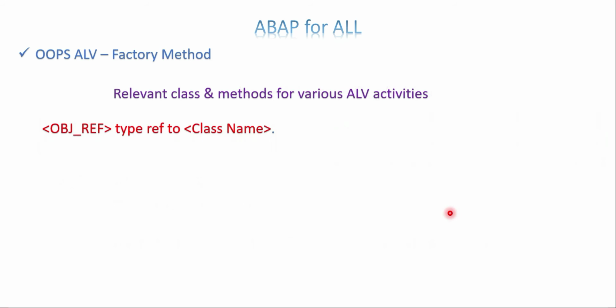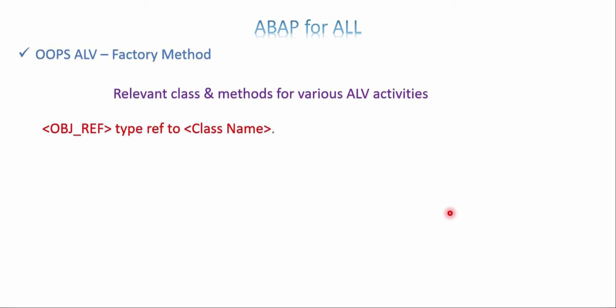The next one is the relevant classes and methods for various ALV activities. With the previous code, we are able to display the data in ALV format, but without any additional options, like standard function buttons such as sort and filter. Those things are not available with the previous code. So to do that, we need different classes and methods. The same thing is to be followed for any option to be enabled in your factory method ALV.